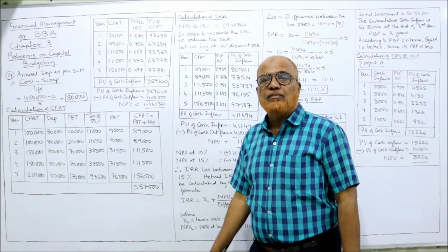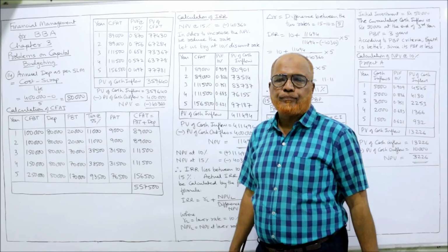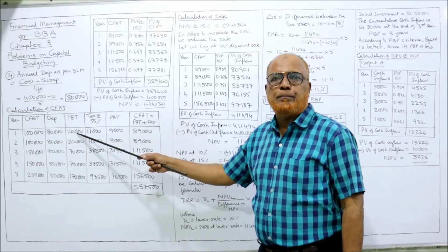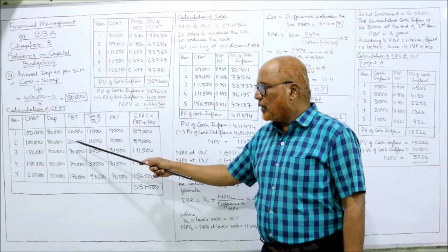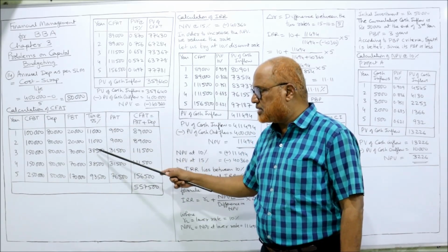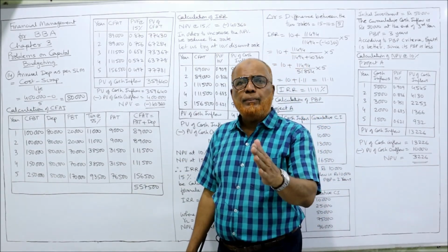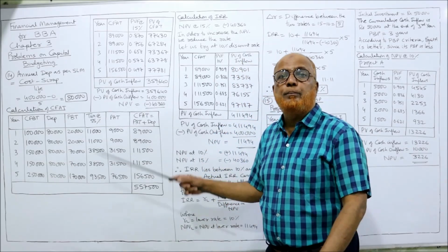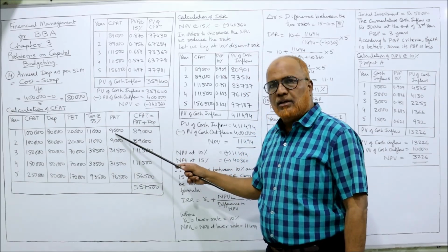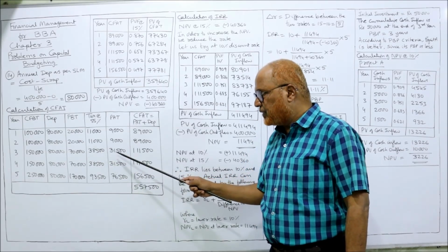Now tax rate is 55% given in the problem. So this tax rate is applied on PBT, profit before tax. So 20,000 into 55%, you will get 11,000. 70,000 into 55%, 38,500. So we got tax. Now subtract PBT minus tax, we will get PAT, profit after tax. So 20,000 minus 11,000, 9,000. 70,000 minus 38,500, 31,500.